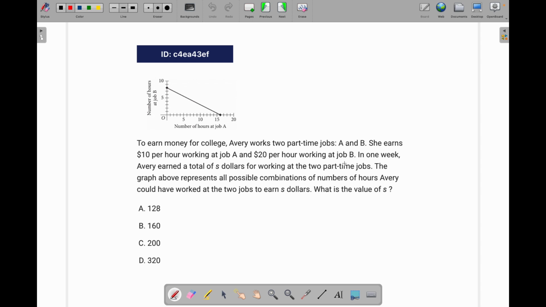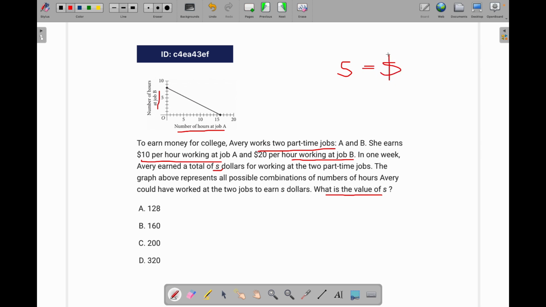So, some important things. She's working 2 part-time jobs. The graph, notice the number of hours for each individual job. She earns $10 for working job A, 20 for working job B, and total of S, and S is what we're looking for. What is the value of S? All right. So we'll just write S, and we know it has to be some sort of dollars.